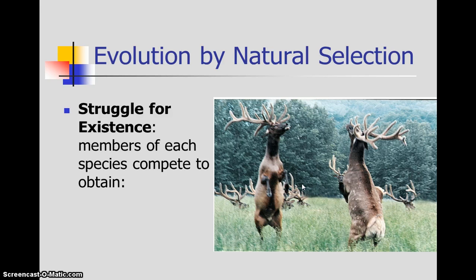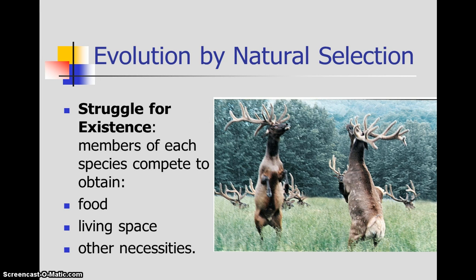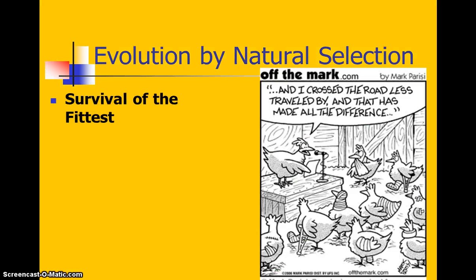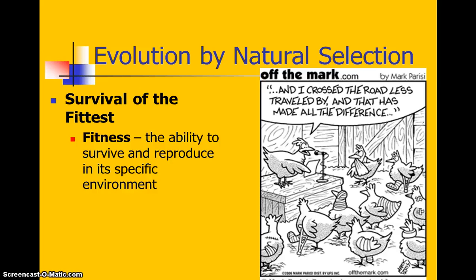Natural selection is going to be the struggle for existence. Members of each species compete to obtain food, living space, and other necessities. So it's the survival of the fittest. Only the strong will survive. Fitness is the ability to survive and reproduce in a specific environment.